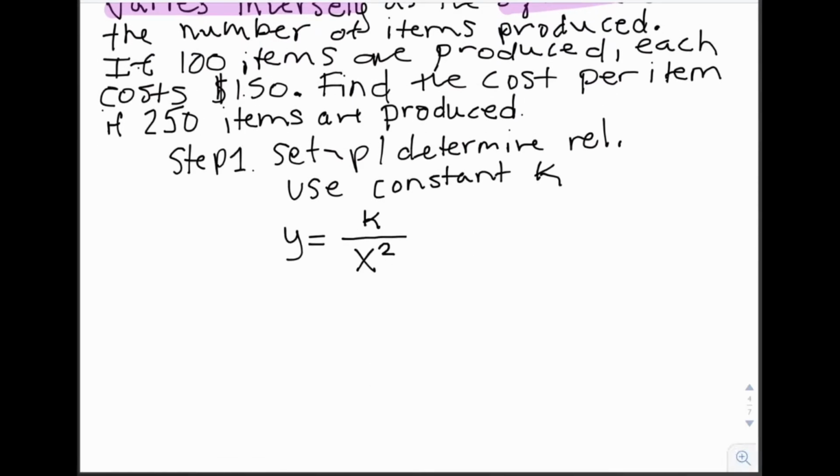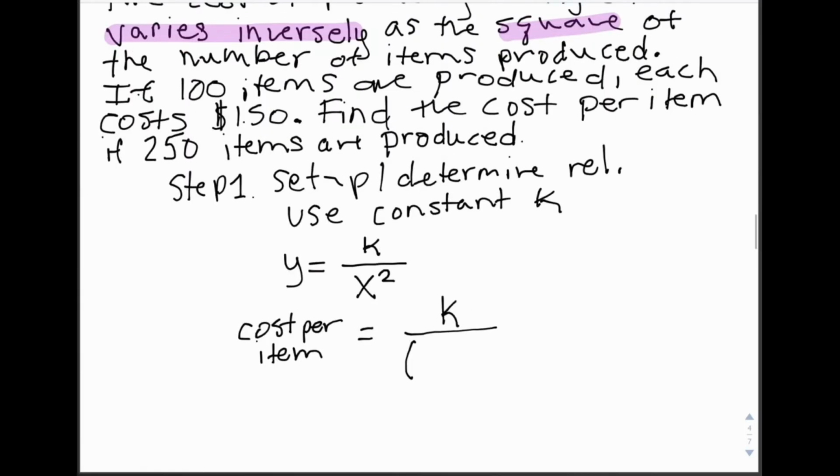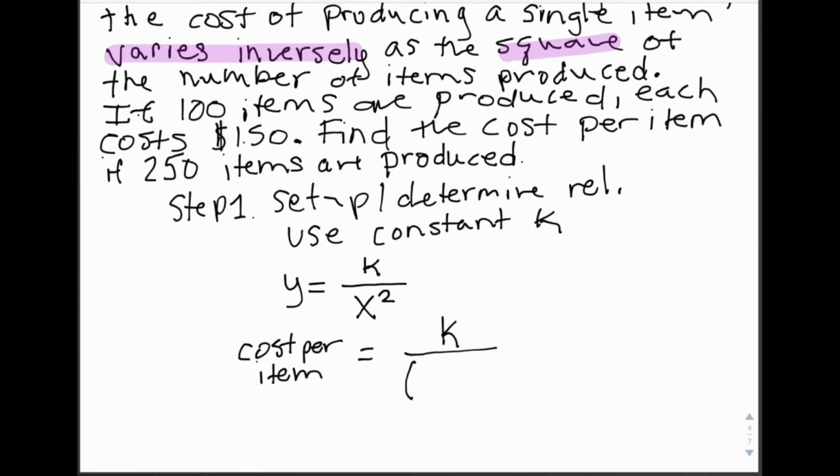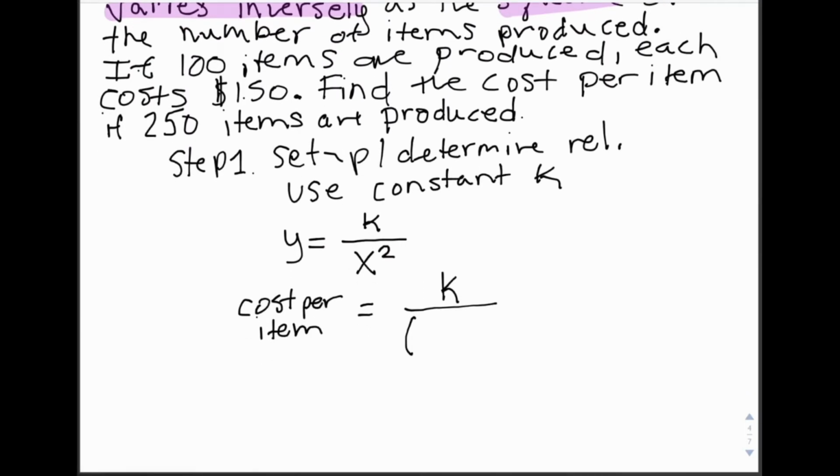So in other words, we know that the cost per item is equal to, in this case k, we don't know what k is, but we want to solve it, and then it told us, in this case, the square of the number of items produced. So in other words, we can take the number of items and square it. So number of items raised to the second.